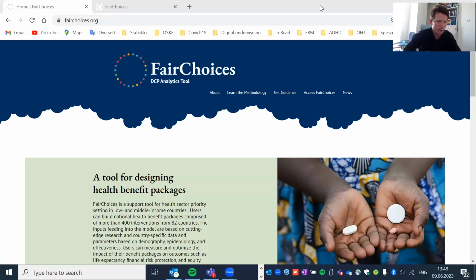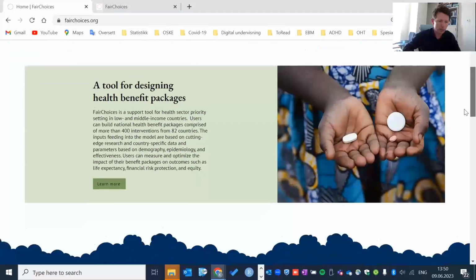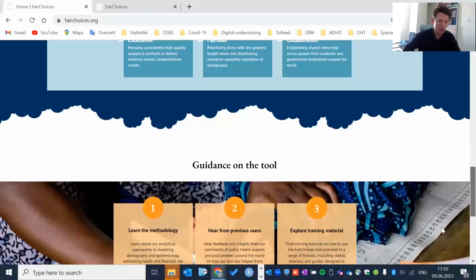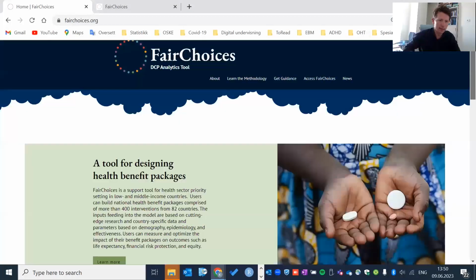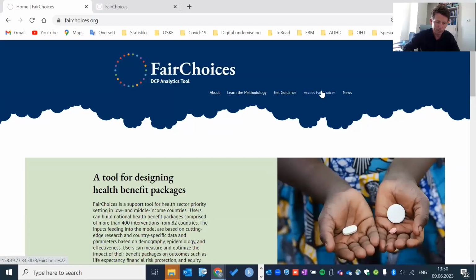I'm Kjell-Arne Johansson. I'm a professor in Bergen Center for Ethics and Priority Setting and lead the Fair Choices tool development. I would start from our webpage, fairchoices.org, and go through some pieces of information we have on the webpage. You can get guidance on the methodology, explore some training materials and others, and you can access the tool, probably the most important thing, by clicking this link here.